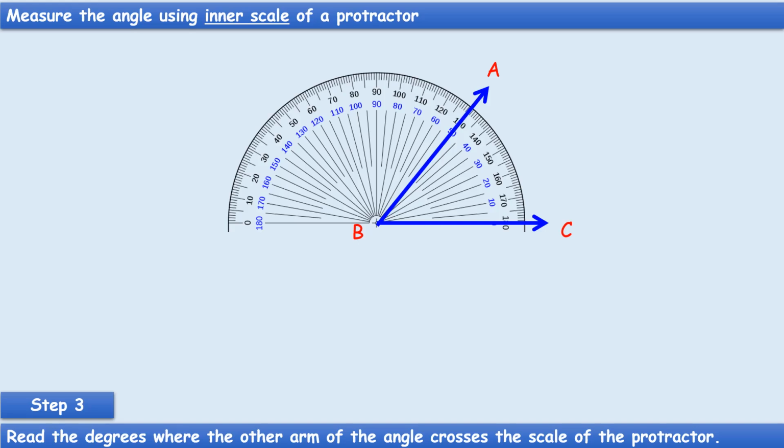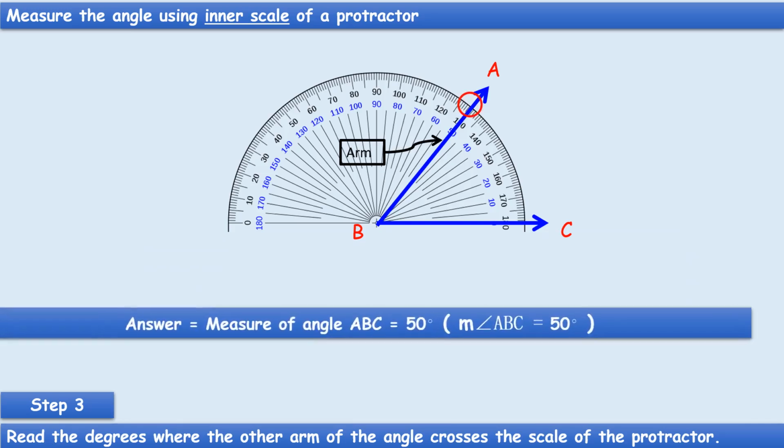Now, read the measure of the angle where the other arm crosses the scale. Here the other arm is BA. Now measure the angle. The angle ABC measures 50 degree.